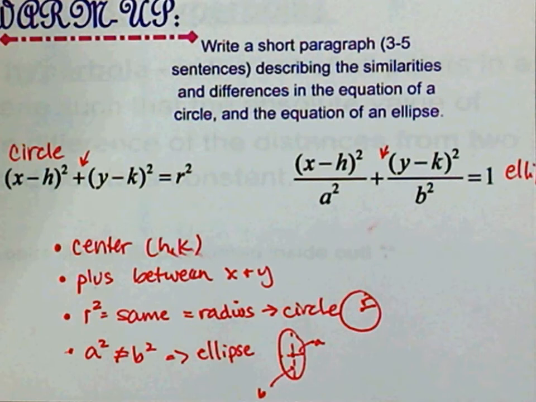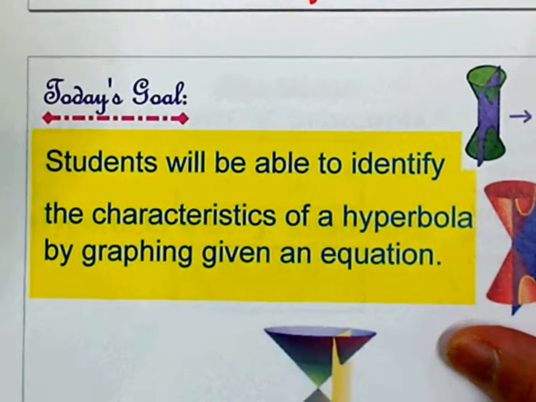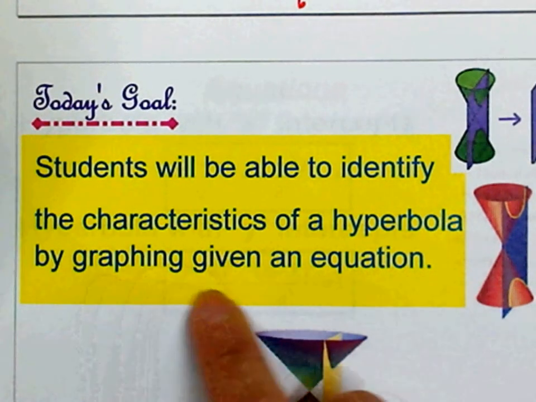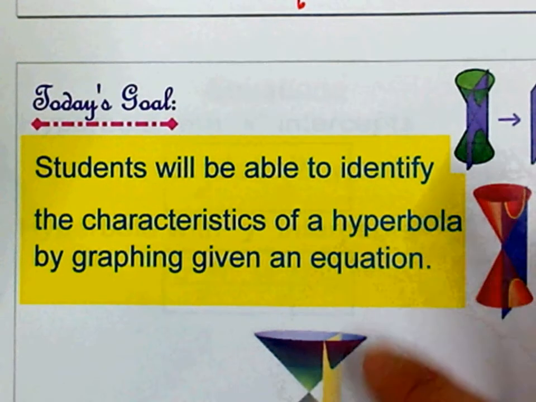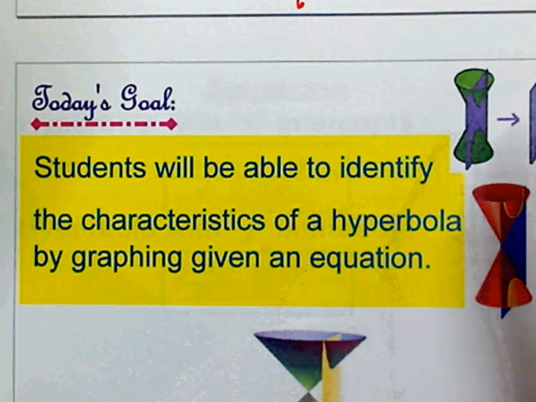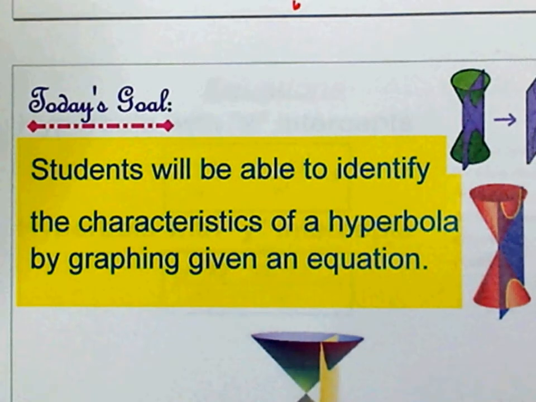In today's video, I'm going to read over some stuff, but you might want to pause to write down your notes to kind of save us some time. Today's goal, we are going to be able to identify the characteristics of a hyperbola by graphing given an equation. I might teach it a little bit differently in how to graph, but the notes are also there to help you. And then we're going to do one problem together to make sure you know how to do it.